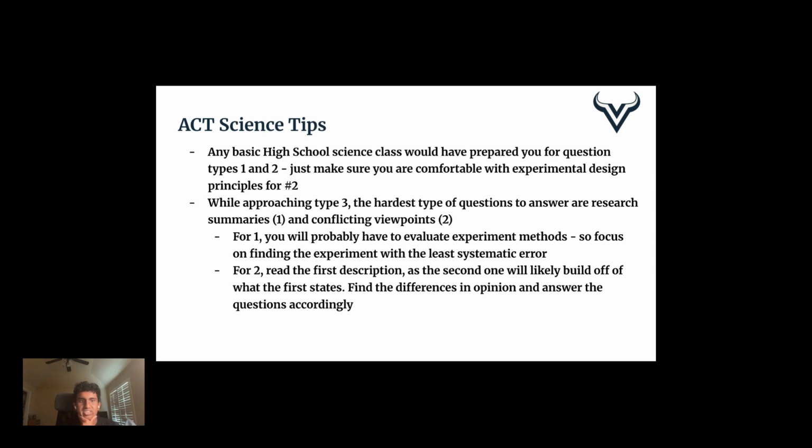So for research summaries, you have to evaluate experiment methods, basically the processes in which they're collecting data. You want to focus on finding the experiment with the least systematic error. Systematic error just means error that affects every single data point, so every single time you try and collect data, you'll have this error. So you want to try and minimize that, obviously.